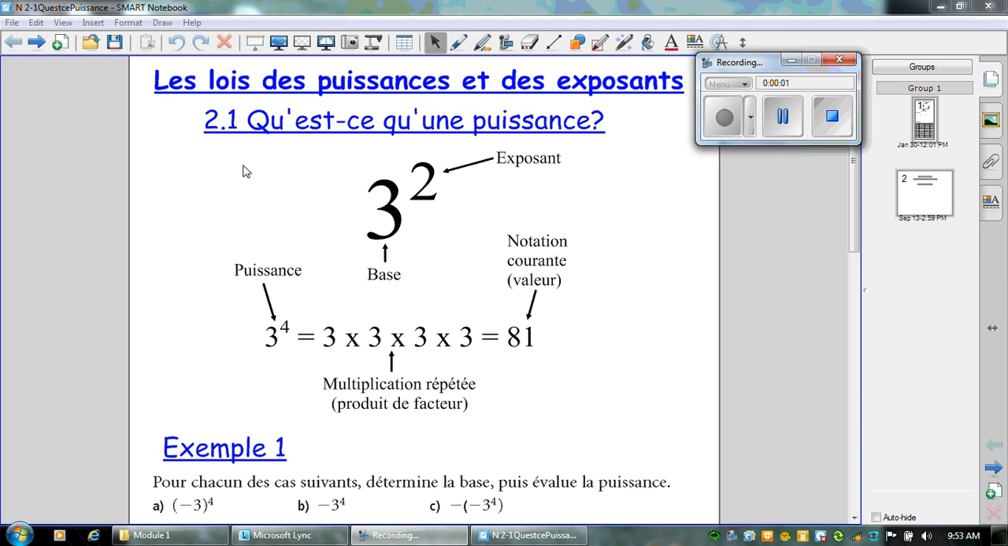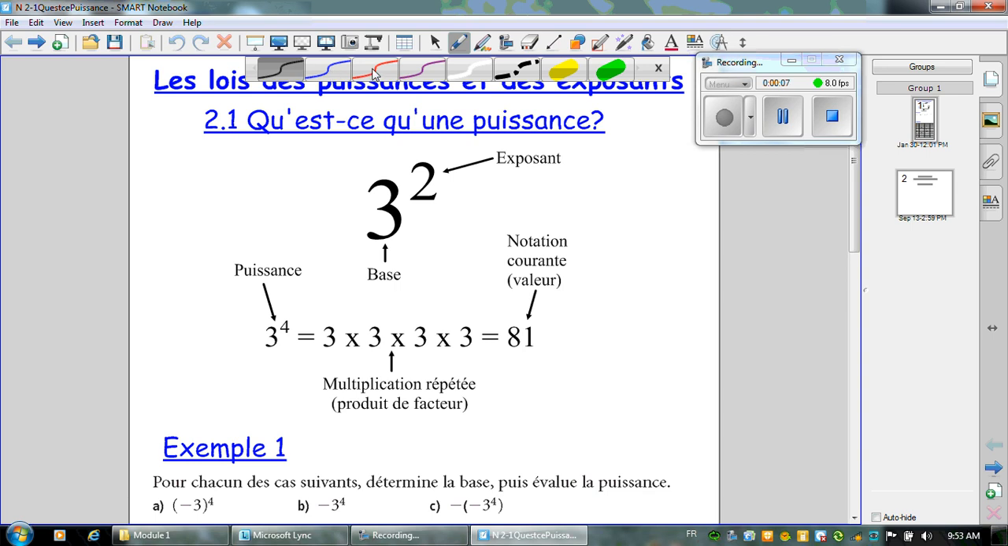This is the first section of Module 2. We are looking at what is a power. So first things, a little bit of terminology. The exponent is the small number that is at the top right-hand corner of the number. The base is the bigger number, which is usually at the bottom. And the power is both together, the base and the exponent.